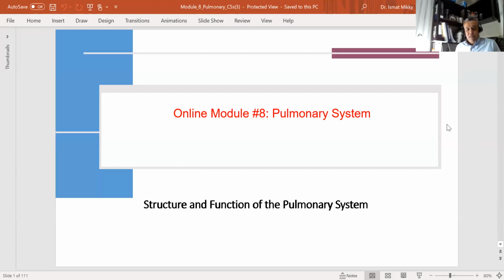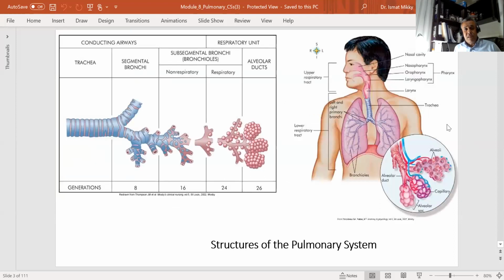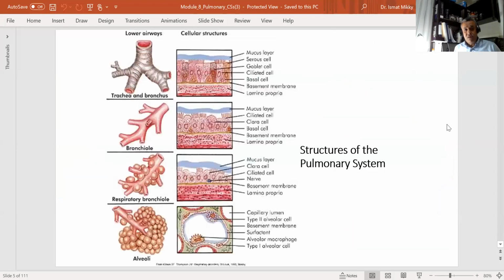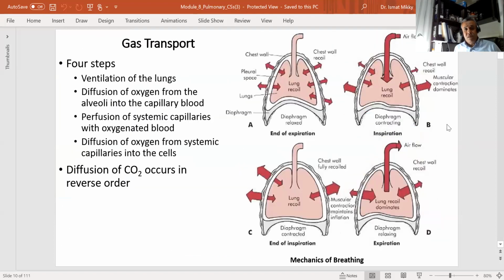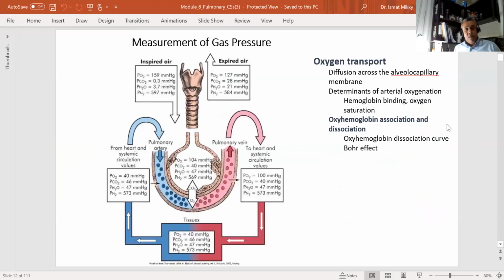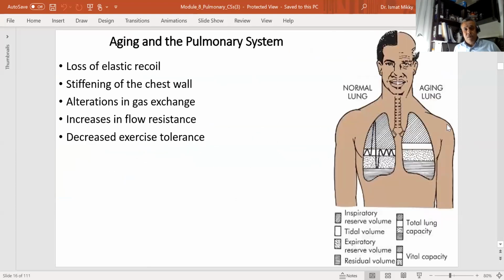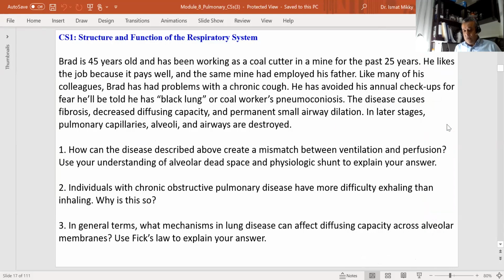Hello, everyone. So this is the recording of the video on module number 8, which is the pulmonary system. In the first few slides, I'm going through the anatomy and physiology of the respiratory or pulmonary system. I'm going to skip all these slides because they pertain to the anatomy and physiology, and we'll begin the lecture on the alterations of the pulmonary system.